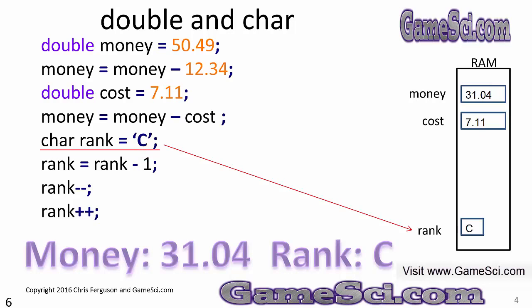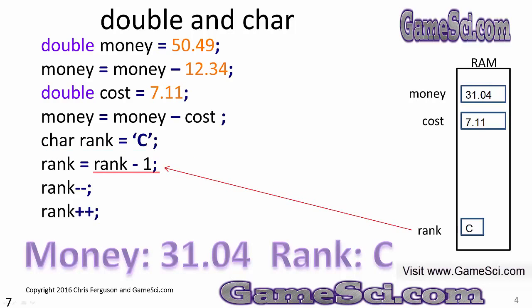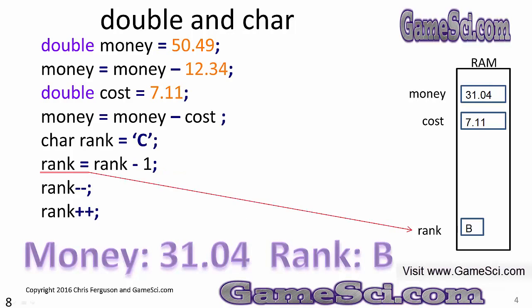Now, it turns out we can do a little math on character variables. I'm going to do rank minus 1. I'm going to pull the value C out of the variable and subtract 1 from the value C. Turns out that's good. If I subtract 1 from the value C, the rank changes to B. So I assign the new value B to the variable rank. You can see it reflected there.